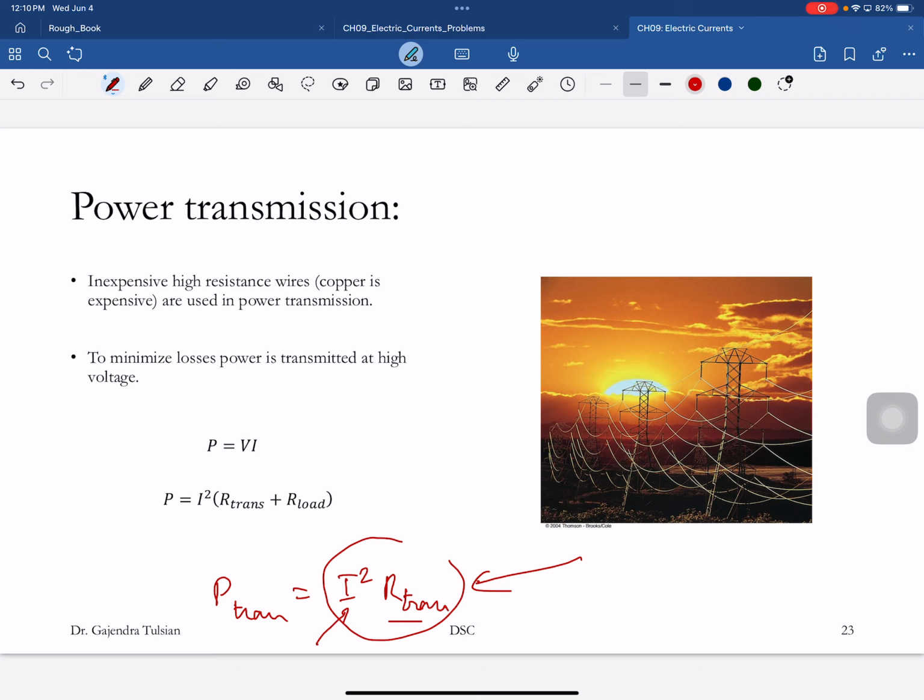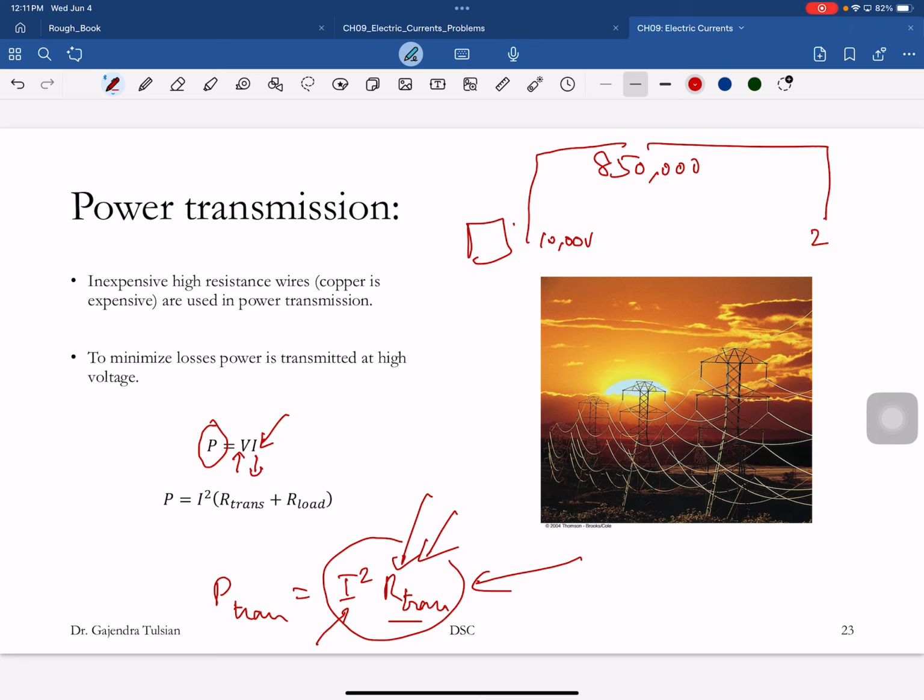So you see, this is the power delivered by Hoover Dam. If you choose to deliver the power at high voltage and low current, then you can minimize that. So that's what happens. You have a power plant, it produces power at, let's say, 10,000 volts. You jack it up to 850,000 volts to reduce the current, and then you reduce the transmission losses.